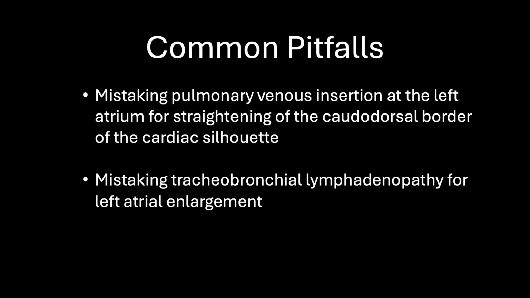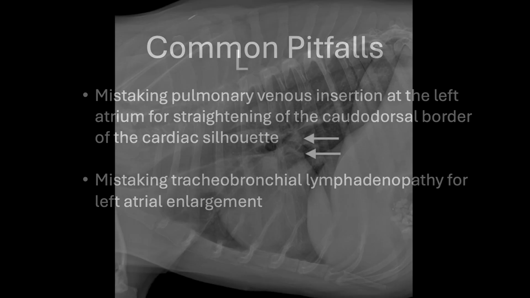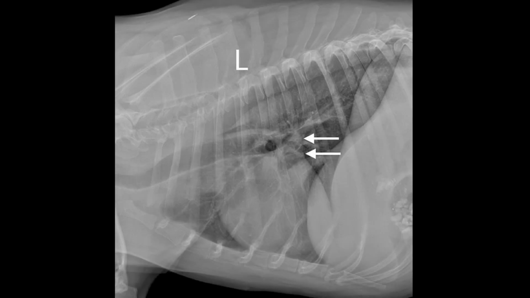Pitfalls encountered when assessing the left atrium include overcalling left atrial enlargement due to mistaking pulmonary vein insertion at the left atrium for straightening of the caudodorsal border of the cardiac silhouette, or mistaking tracheobronchial lymphadenomegaly for left atrial enlargement. The pulmonary veins insert upon the left atrium, mimicking straightening of the caudodorsal border of the cardiac silhouette, as noted by the white arrows. Other similar structures mistaken for left atrial enlargement include superimposition of a rib over the caudal margin of the left atrium.